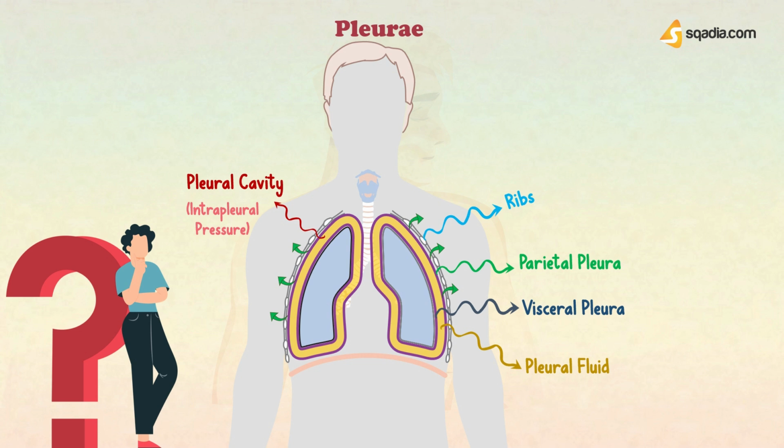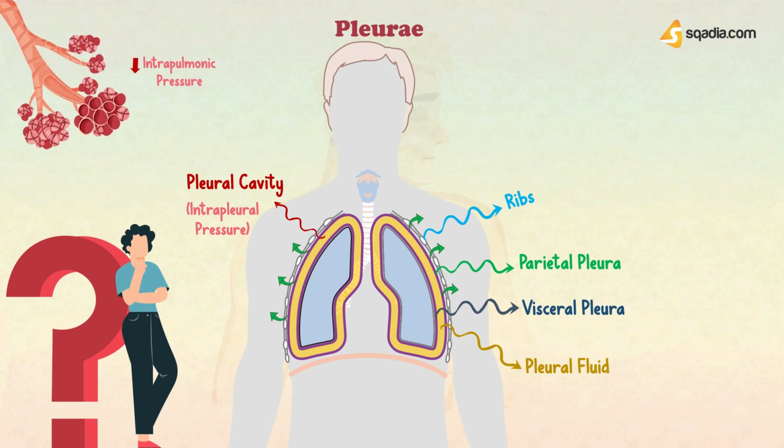When the lungs expand, the volume of air in the lungs spreads throughout the enlarging space. This causes the pressure within the bronchi and alveoli, known as the intrapulmonic pressure, to drop. When intrapulmonic pressure drops lower than atmospheric pressure, air flows down the pressure gradient into the lungs.